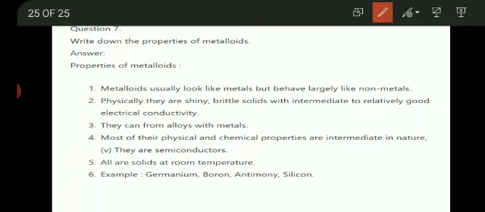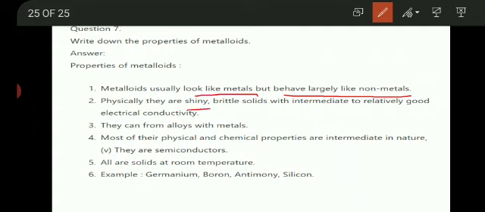Metalloids, you know, act with both characters; sometimes they act with metal character, sometimes with non-metal character. Metalloids usually look like metals but behave largely like non-metals. They look like metals, shiny in appearance, but are easily breakable. So shiny in appearance is a metal character. Easily breakable means non-metal. So it is called metalloids.